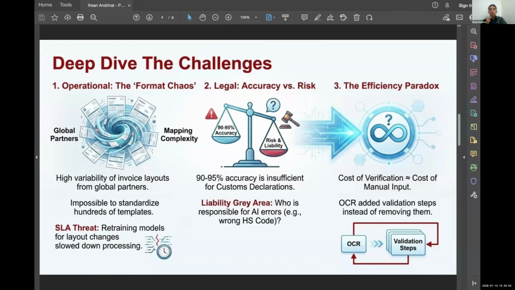We calculated the cost of verification. We discovered that the human effort required to verify and correct the OCR result was almost equal to the effort of manual input. It creates additional validation steps after extraction rather than removing them. Because of these factors, we decided not to proceed with the OCR project.